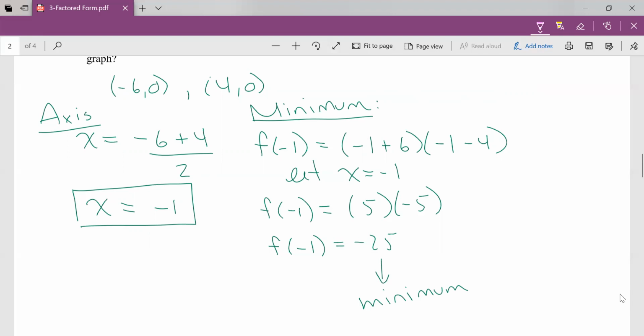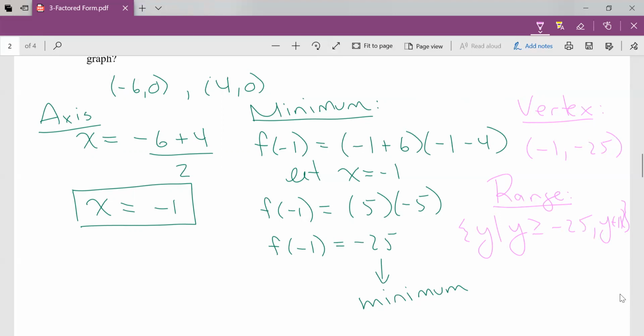What else do we know? I'm going to switch to hot pink because hot pink is awesome. We now know our vertex. It's at (negative 1, negative 25). And guess what? If we know our vertex, now we can say our range. Our domain's the reals. That's the easy question. But our range, y greater than or equal to negative 25. And then we write that properly: y such that y is an element of the reals, like that.